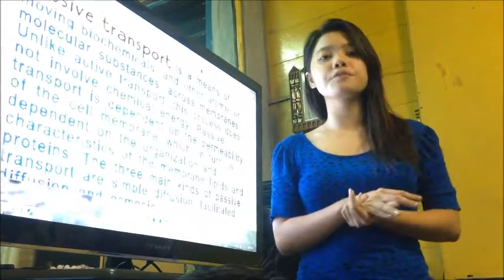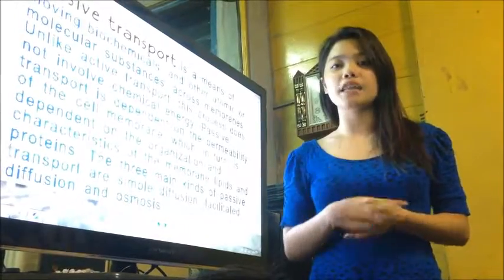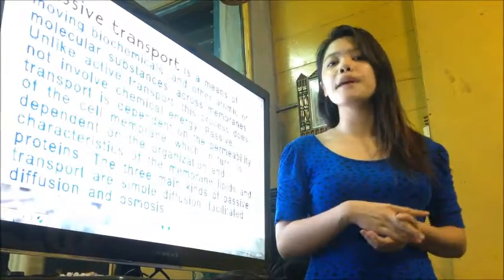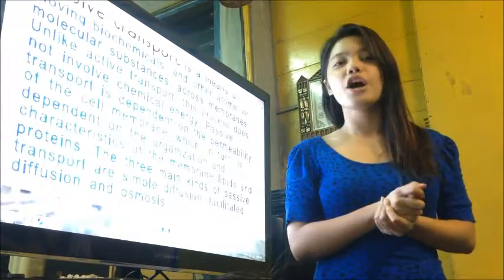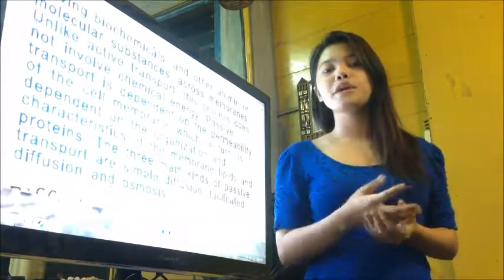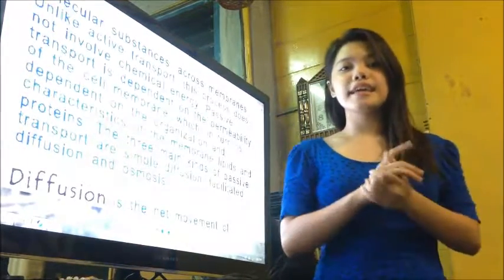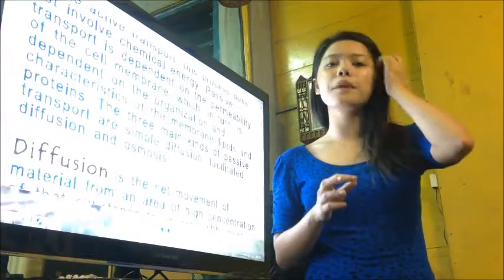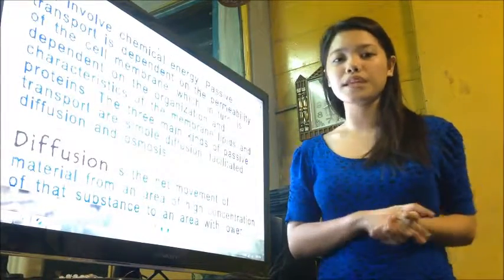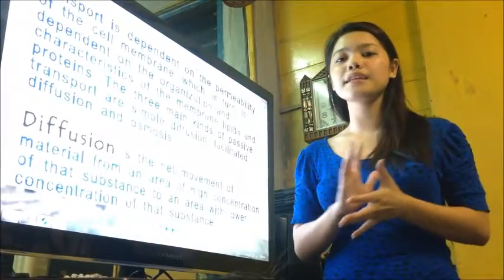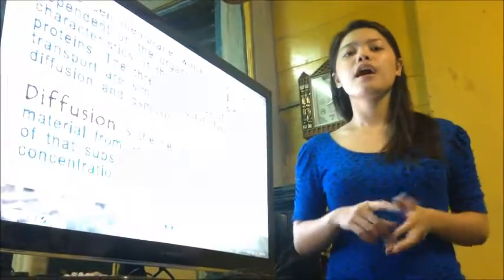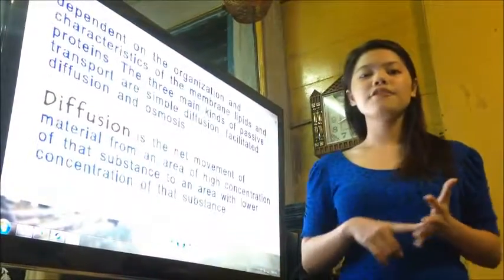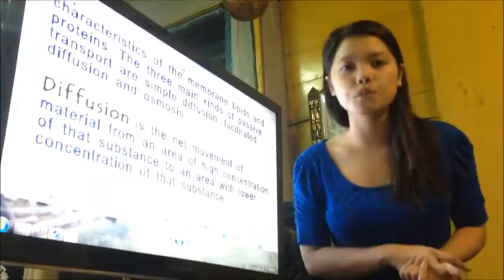So passive transport is dependent on the permeability of the cell membrane, which in turn is dependent on the organization and characteristics of the membrane lipids and proteins. So the three main kinds of passive transport are simple diffusion, facilitated diffusion, and osmosis.